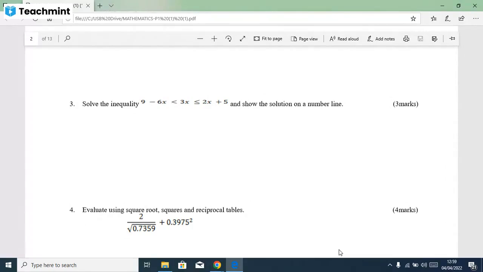And you don't have a mathematical table? I have. Okay. What are we supposed to do in this question? We find the logarithm of 0.7359, then divide by 2. The question is, you find this using square root, squares, and reciprocal tables.